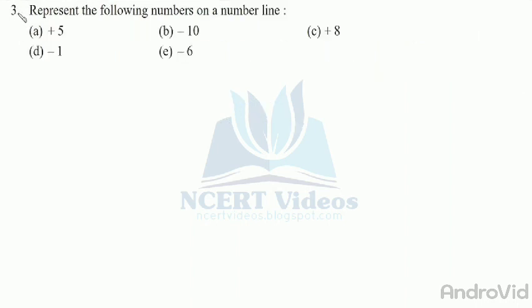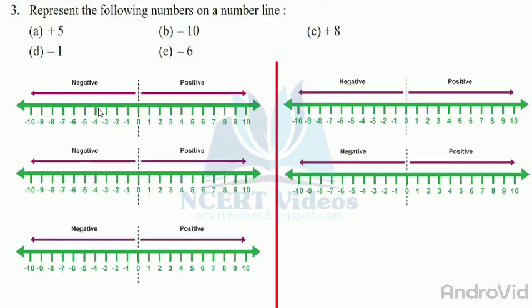Question 3. Represent the following numbers on a number line. So we have to have a number line here. Now we will represent these A to E. These are negative and these are positive. So plus 5, it means to the positive side. So this is your plus 5 and you can mark in this way. You can also put arrows in these lines.